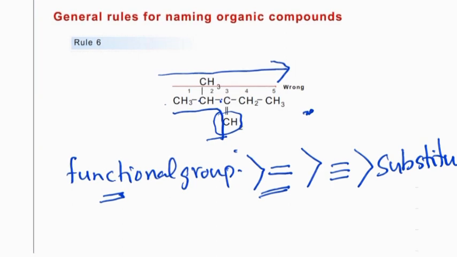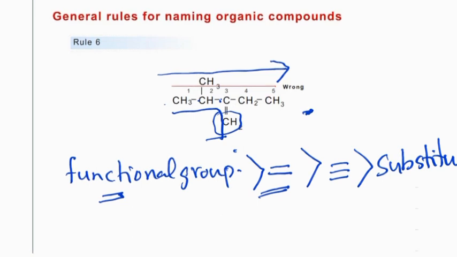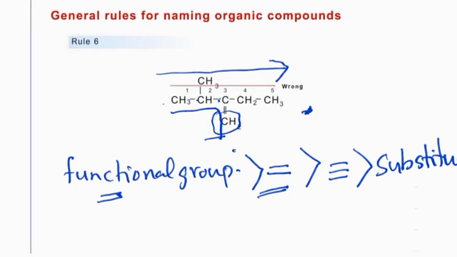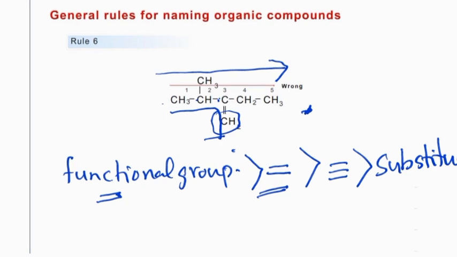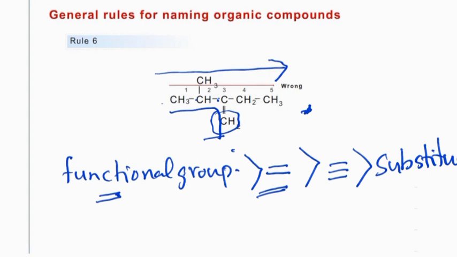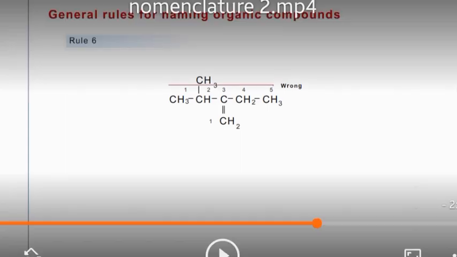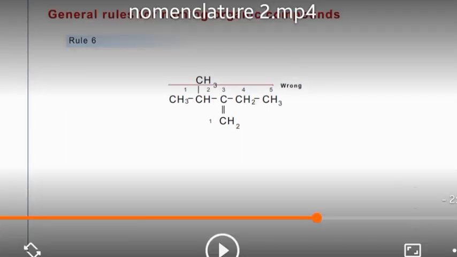Hope you are understanding. So if you come across a situation where there is a double bond and there is a functional group, and the main chain can contain either the functional group or the double bond, then what will you do? You have to select the main chain which contains the functional group. You can forget about the double bond. Please understand, it's all about the priority.